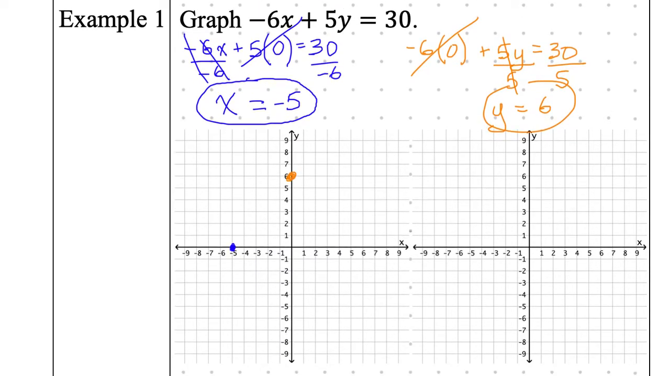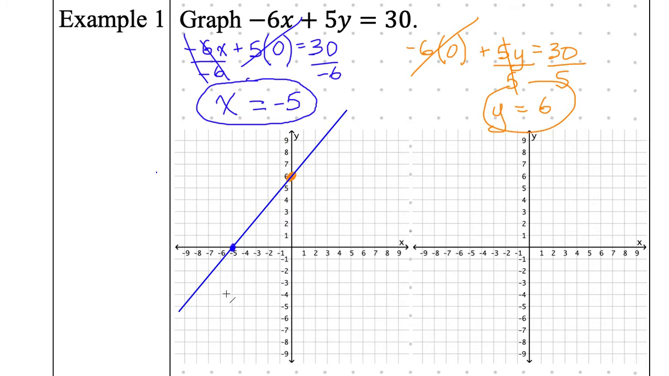You're pulling out your rulers. You're making a line. I'll make mine in blue. Sure, why not? That goes through those 2 points, sorry. And that line should go on and on forever and ever. It shouldn't just be a line segment. It should be a line. Cool. And there is the line.